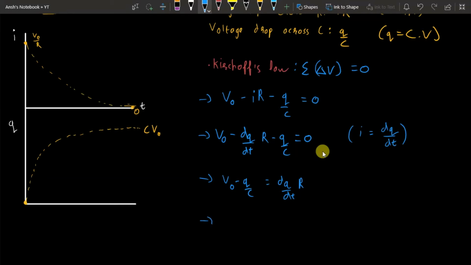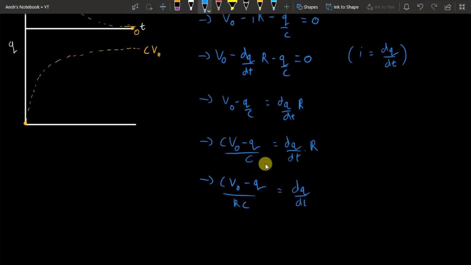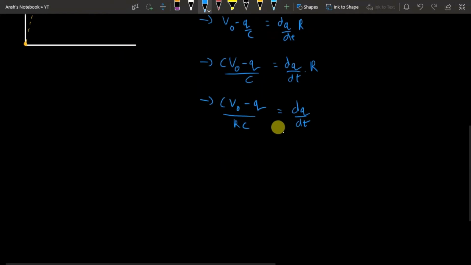And let's simplify this further, and we multiply and divide v naught by c. So we get (cv naught minus q) over c is equal to dq over dt into r. Now further dividing both sides of the equation by r, we get (cv naught minus q) over rc is equal to dq over dt. Now let's rearrange this.